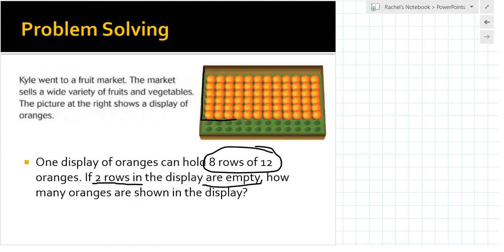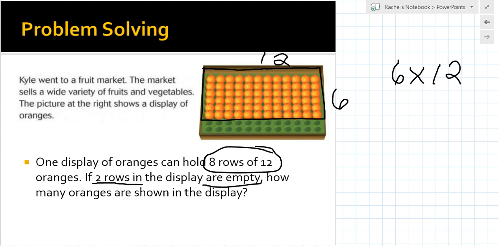This really looks a lot like our area model with a rectangle. And it looks like we need to find out how many rows there are. There are 6 rows. 2 of them are empty, which is why we don't actually have 8 rows, but we do still have 12 in each row. If your students know basic facts, they could do 6 times 12 and find out how many oranges are in the display. We know that it is going to be 6 times 12, and that's the equation that we want to solve for, is how many oranges there are.